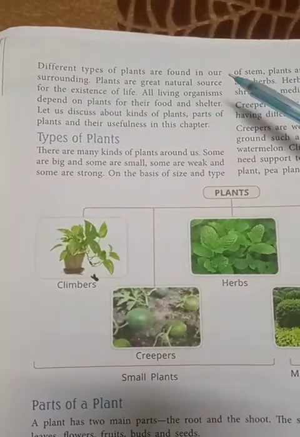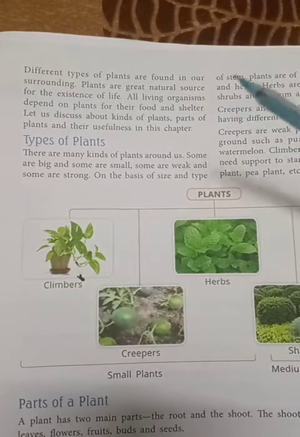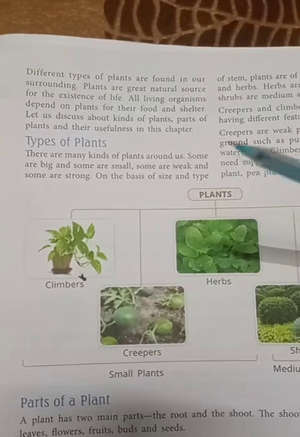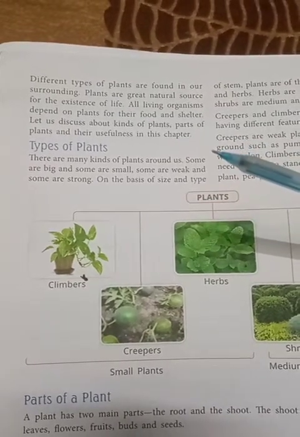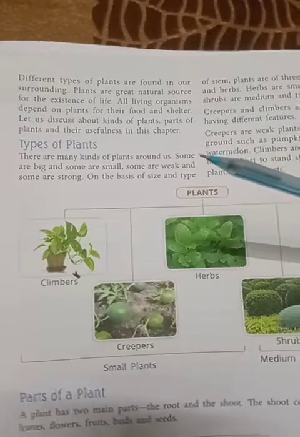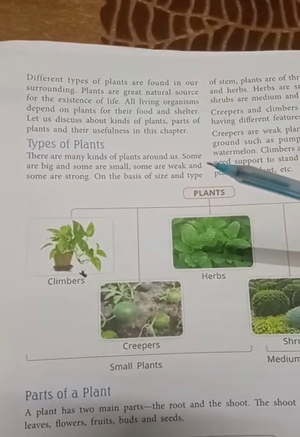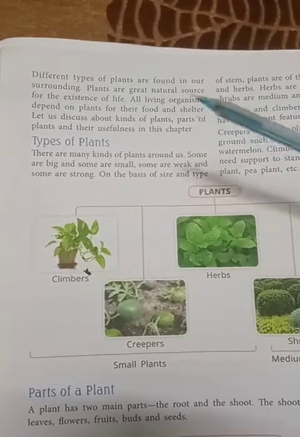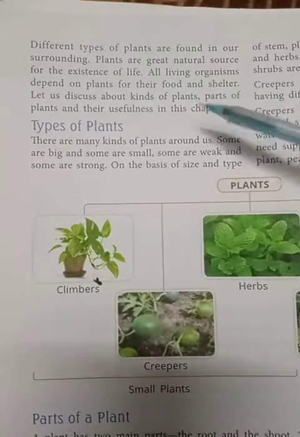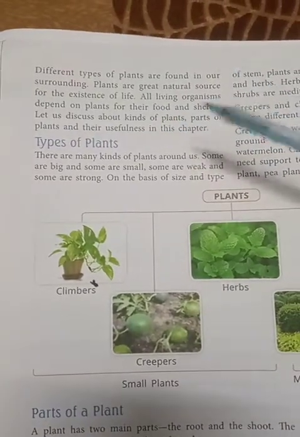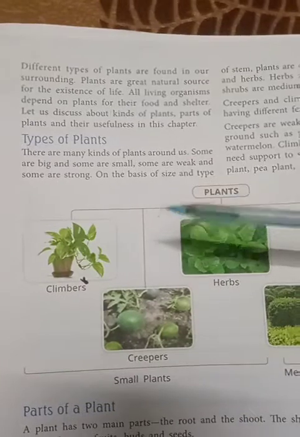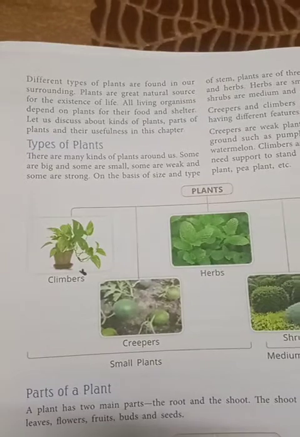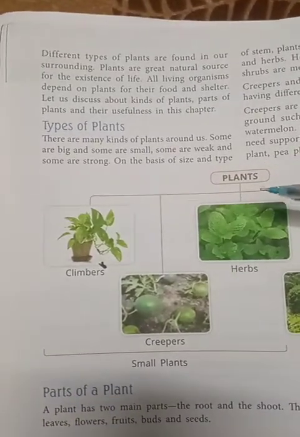Dear students, you know that different types of plants are found in our surroundings. Plants are a great natural source for the existence of life, because from plants we get different types of food, and they are also useful for shelter. There are a number of uses of plants in our life. All living organisms depend upon plants for their food and shelter. So let us discuss the types of plants.